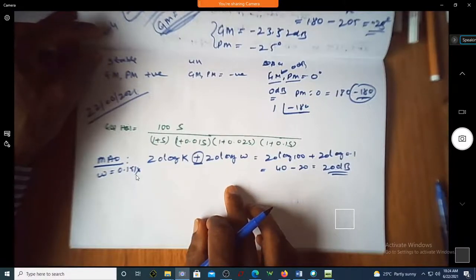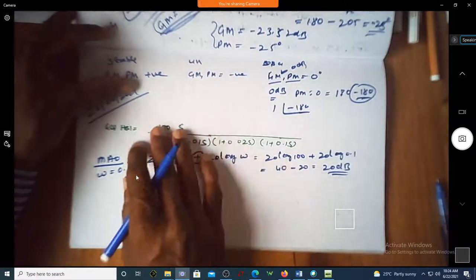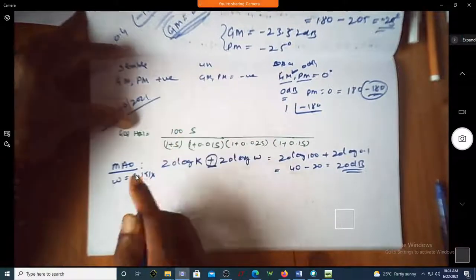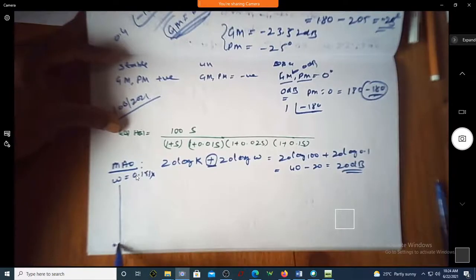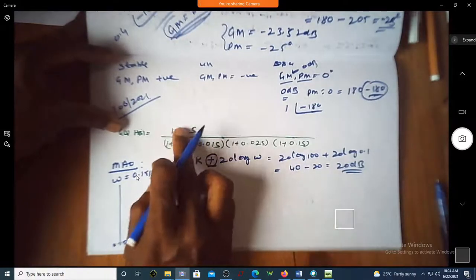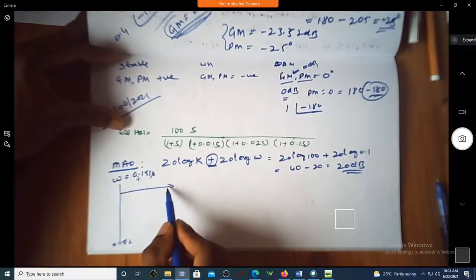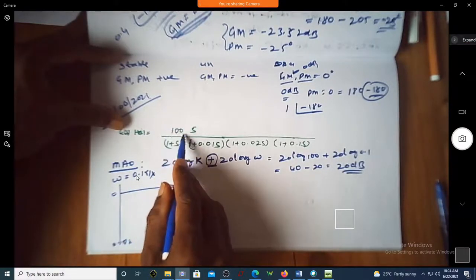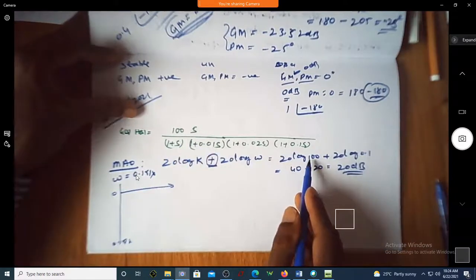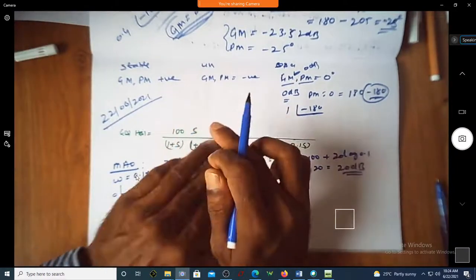Correct? Yes, sir. Suppose I plot the individual plots. What is it for 100? Suppose it is 0.1 radian per second, for 100, what is the plot? It will start from 20 and end at... Oh, 1. Bhaiya, this is 100, no? If it is 100, 20 log 100. If it is only for 100, I'm asking you the individual plot.